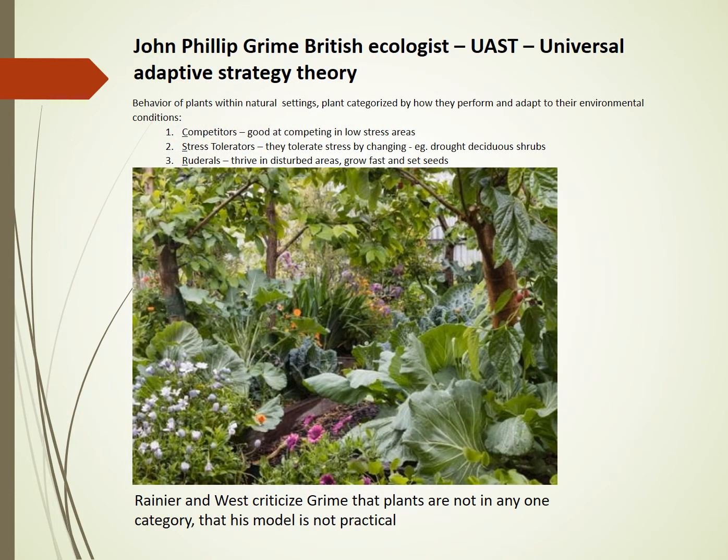The British ecologist John Philip Grime categorized plants in terms of their behavior in natural settings and how they perform and adapt to environmental conditions. He divided up plants into competitors, the main plants, stress tolerators, plants that thrive under stress, and ruderals. Ruderals are basically volunteers, the first colonizers of disturbed areas. Rayner and West criticize his system because plants rarely belong in just one of these 3 categories, and many plants exhibit the characteristics of all 3.